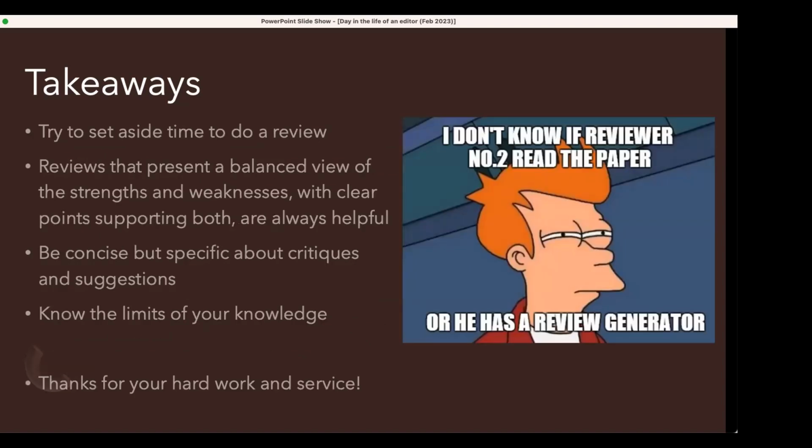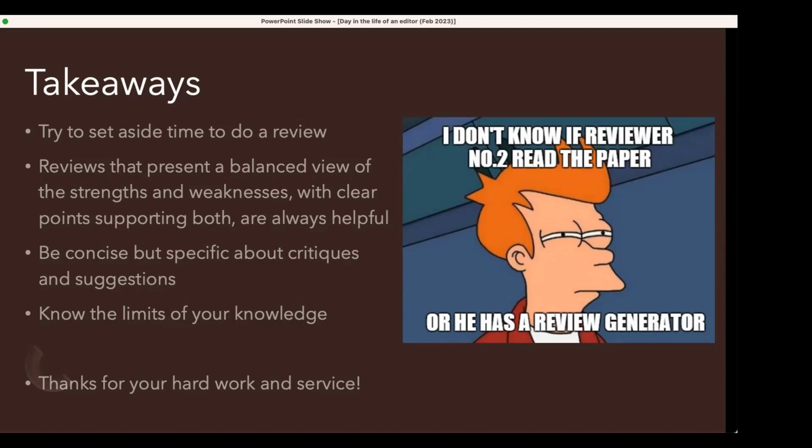And so some just final takeaways. Try to set aside time to do a review, and I'm very guilty of this myself, where sometimes I find myself procrastinating, and then waiting till the last minute to finally do a review. And I can see the difference between that type of review that is more cursory and ones where I get the paper and I read it and I have time to think about it and then formulate a very well-constructed review. And I would say the reality is going to fall somewhere in between those two, because we're just busy people. We don't always have time to do that for every paper.